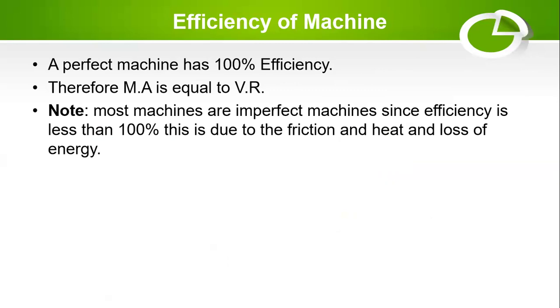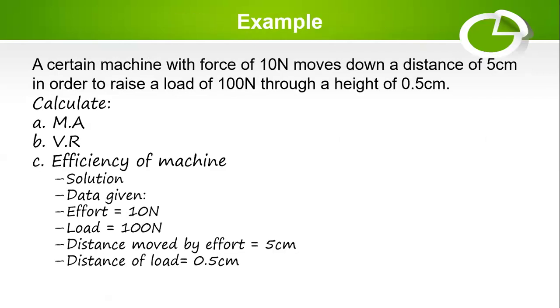Now, we have to note that most machines are imperfect machines, since the efficiency is less than 100%. This is due to friction, heat loss and other losses of energy. So there's no perfect machine; machines are always imperfect. Now let's see the example.